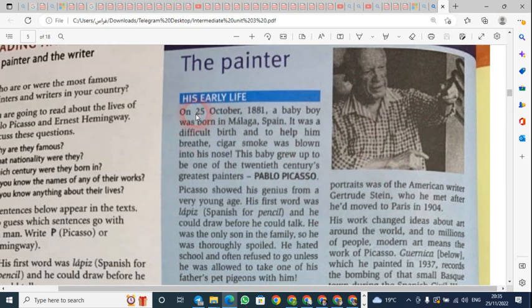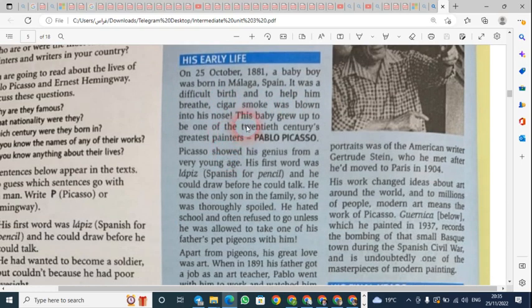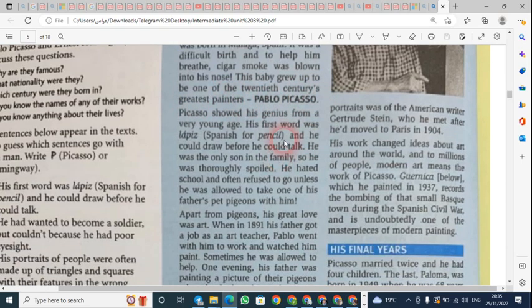On October 25 of October 1881, a baby boy was born in Malaga, Spain. It was a difficult birth, and to help him breathe, cigar smoke was blown into his nose. This baby grew up to be one of the 20th century's greatest painters, Pablo Picasso.